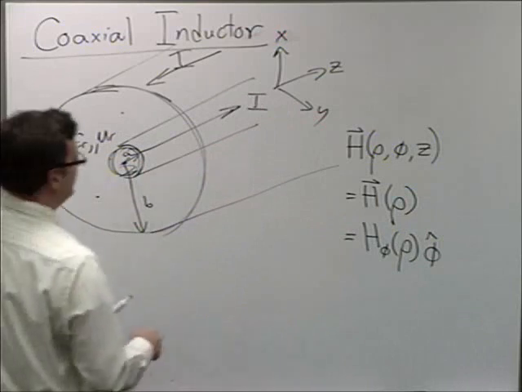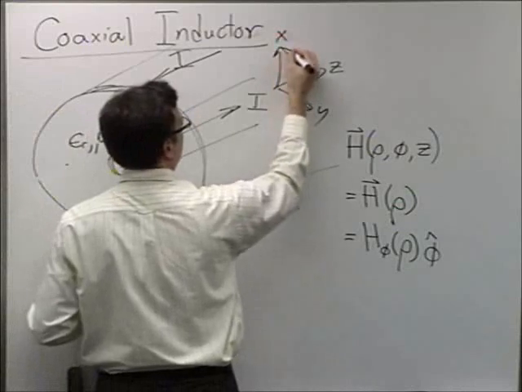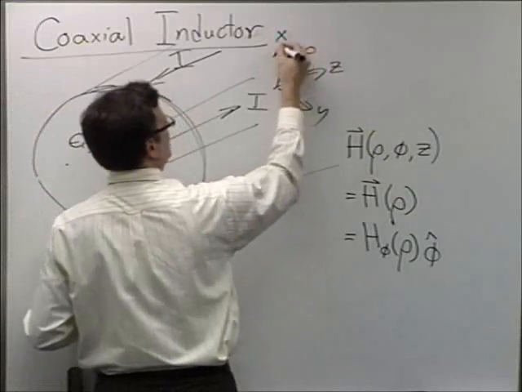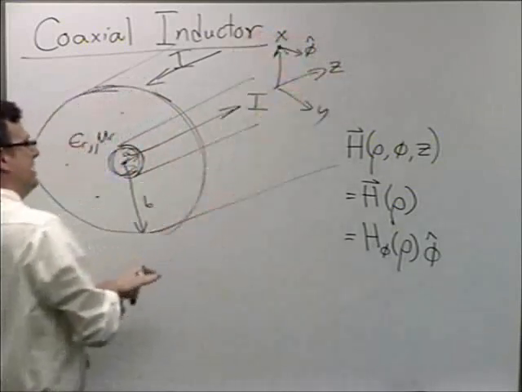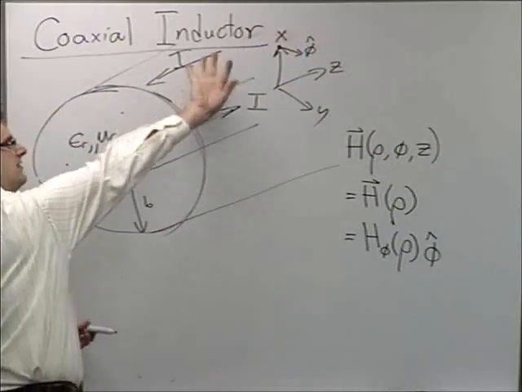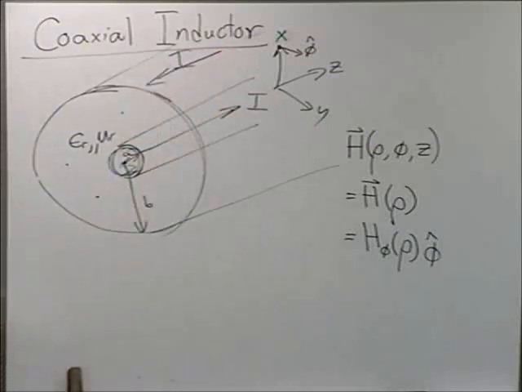Let's see. Is that true? Yeah, by the right-hand rule, let's see. Phi. If I was observing on the x-axis, phi hat would be this direction. And if I've got a current going down in the positive z direction, that's where the magnetic field is going to swirl around by the right-hand rule.